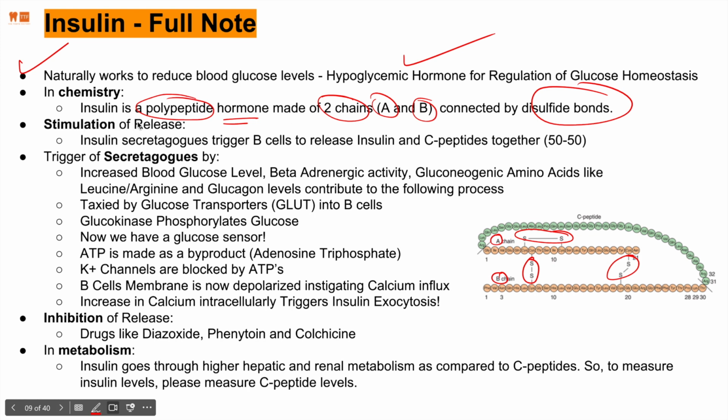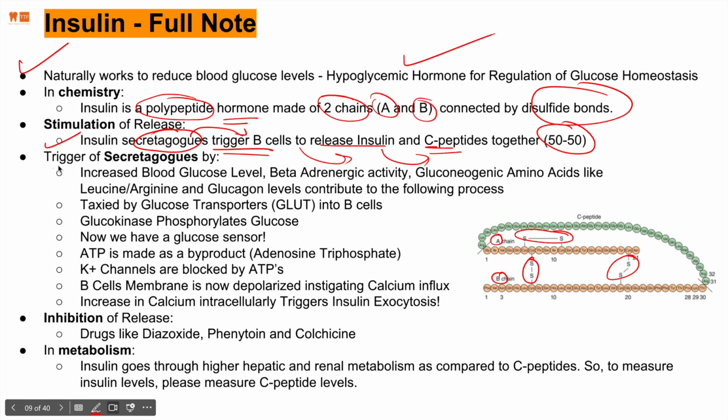Now the stimulation of release. How does insulin get released? Well, there's molecules, there's signals, right? Insulin secretagogues trigger beta cells to release insulin and C peptides, 50-50. Now, the fun part here is something's got to target secretagogues, right? Secretagogues are just messengers. They just go to the B cells and say, hey, can you release insulin? Can you release C peptides, please? What tells secretagogues? That's the question.